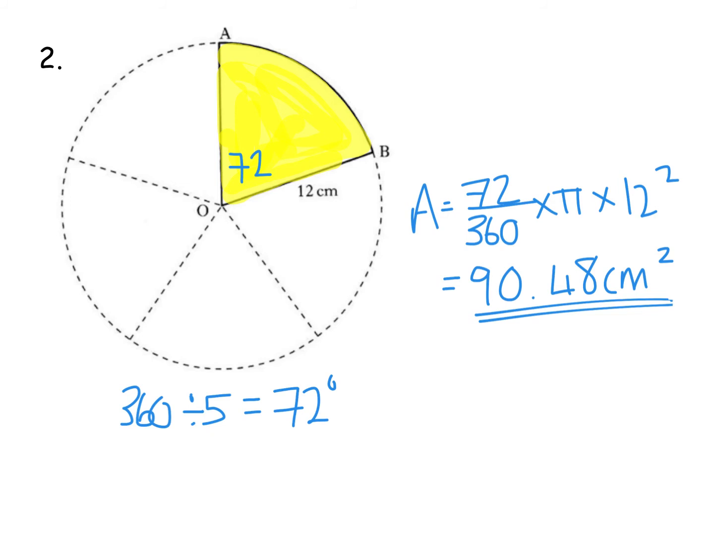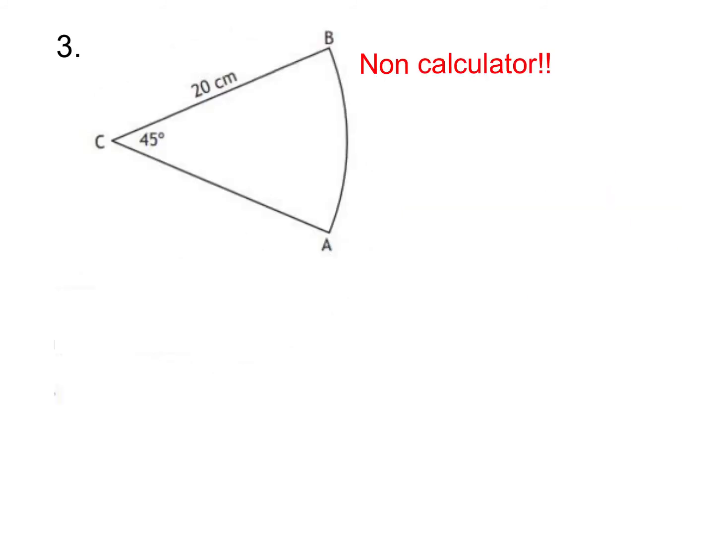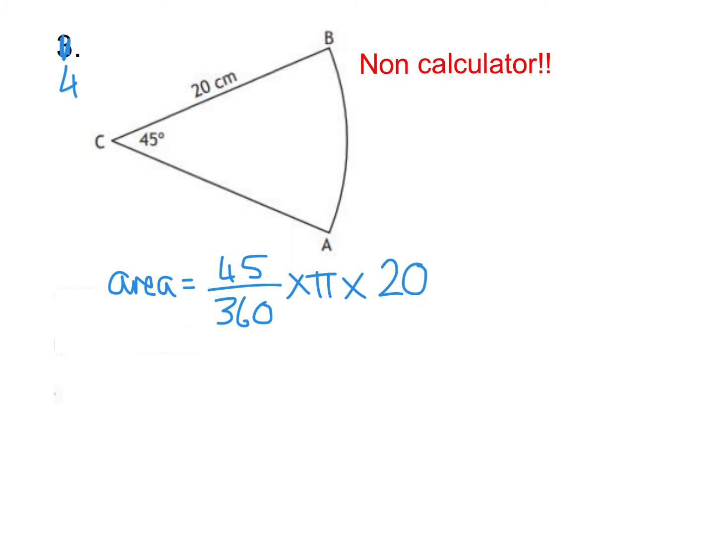And then other than that, the only way I can make this question a little bit harder is this one here. I always like a non-calculator one at the end. So this technically should be example 4. It says number 3. So without a calculator, again, we're looking for a really simple calculation. But let's start with a formula. So we know it's area equals your angle over 360, so 45 over 360 times pi times your radius squared, so times 20 squared.